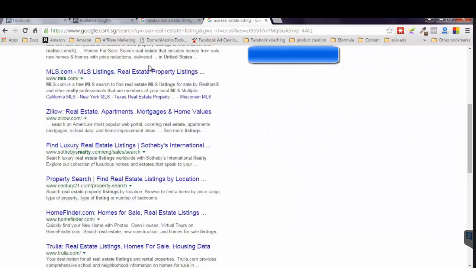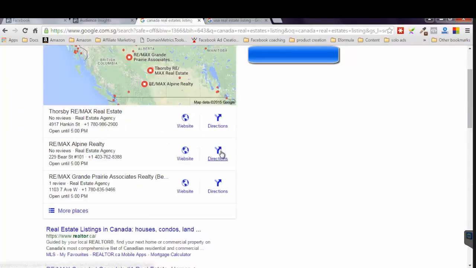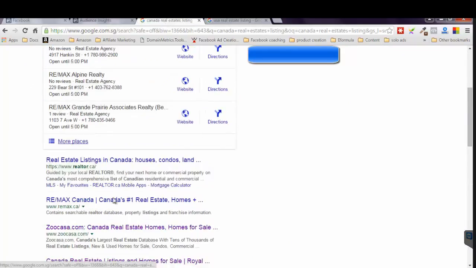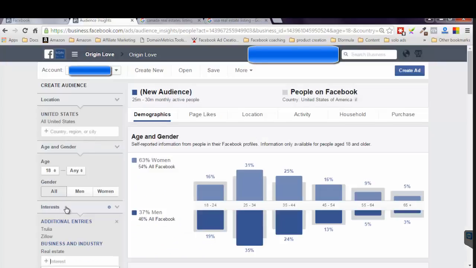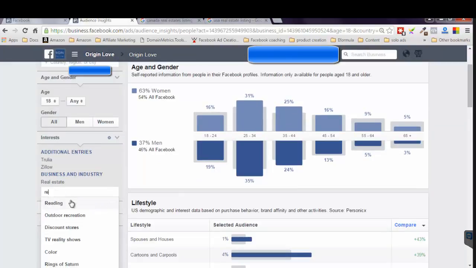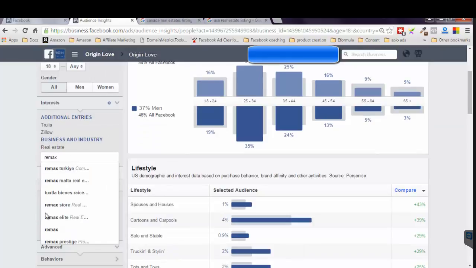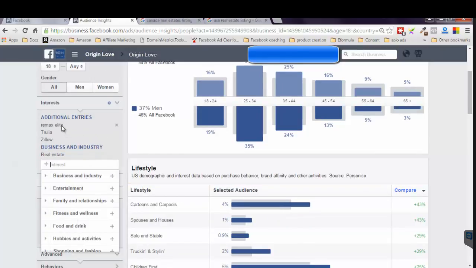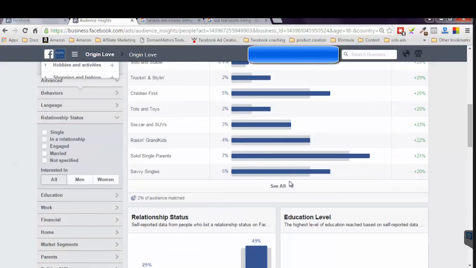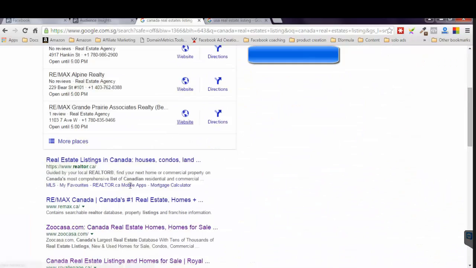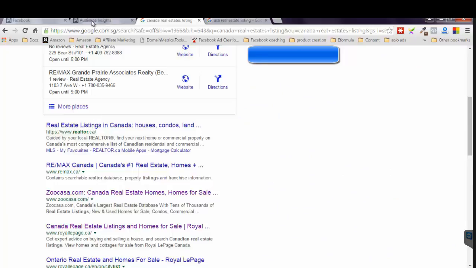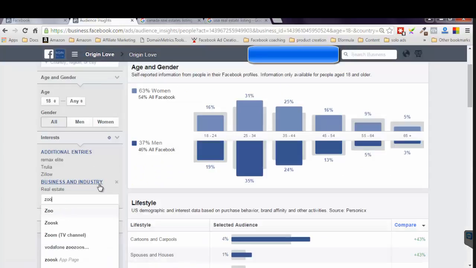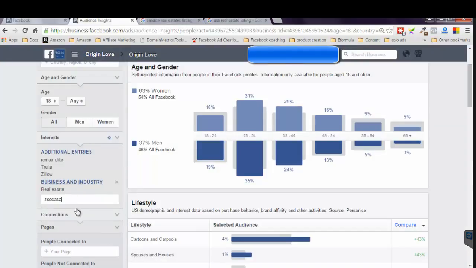But let's say I do the same case for Canada. Let's look at Remax. Go to here and key in Remax. You see, it doesn't come out. Okay, it comes up Remax Elite. Remax actually came out, so Remax can be targeted. Let's go to the next one, Zoocasa. Zoocasa. You see, it doesn't come out.